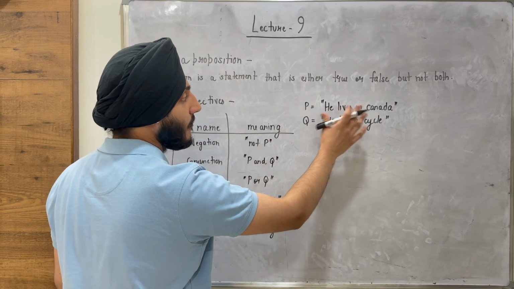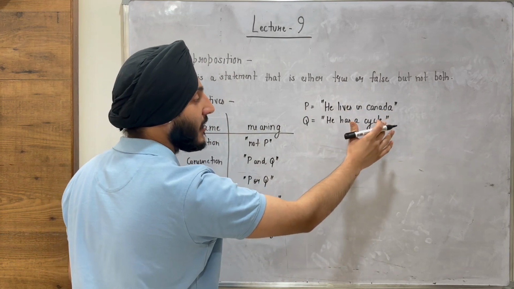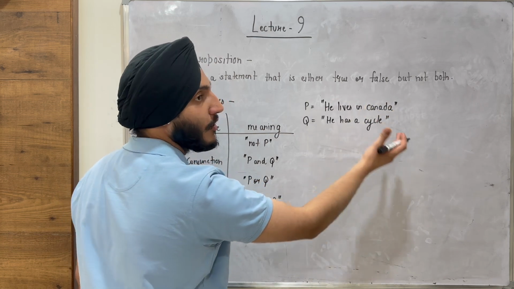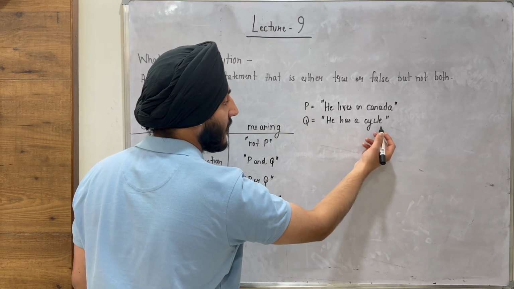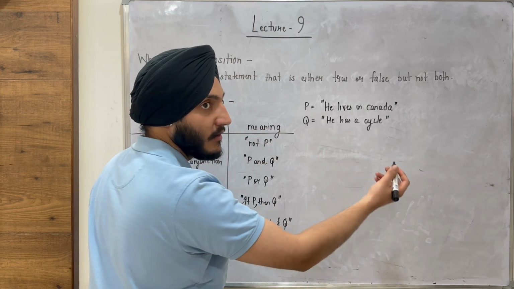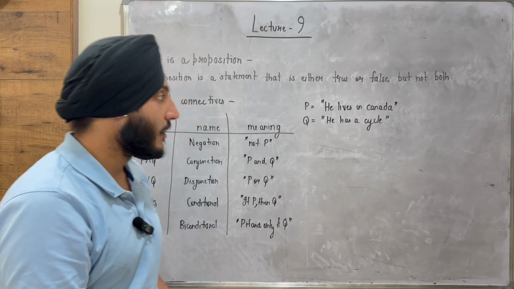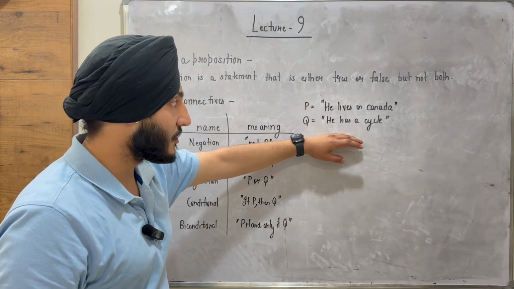So I've just written this general sentence, right? If he lives in Canada, then this is going to be true, else it's going to be false, right? And the same thing goes for this sentence over here. If he has a cycle, then this sentence is true. If not, then it's going to be false, right? So both of these are propositions that I have.